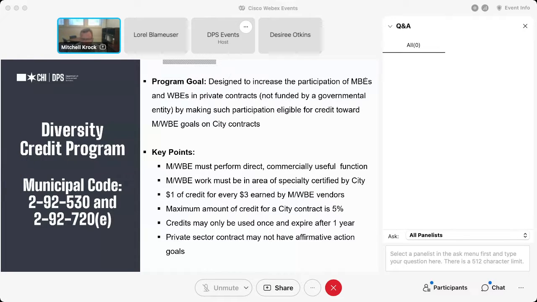We're seeing more private sector contracts having their own affirmative action goals. If the private sector contract has an affirmative action goal, the M&W participation that goes towards that affirmative action goal cannot qualify for this diversity credit program.